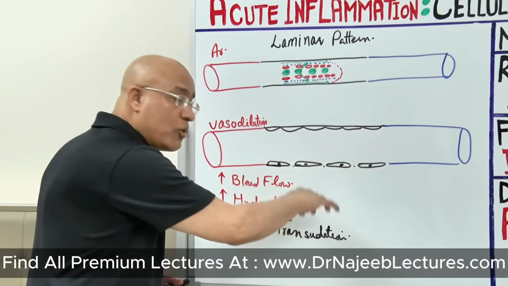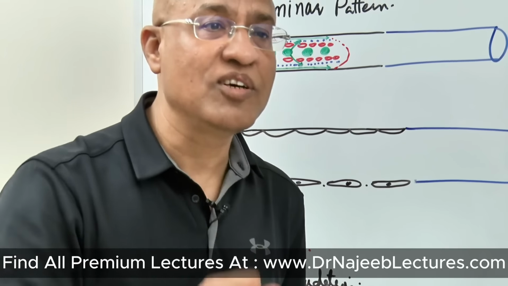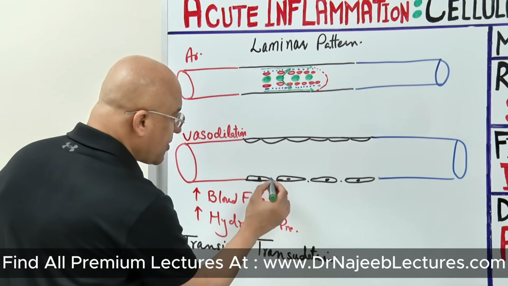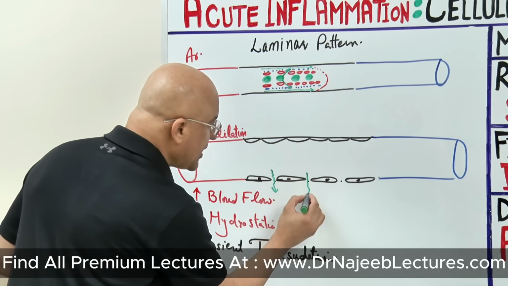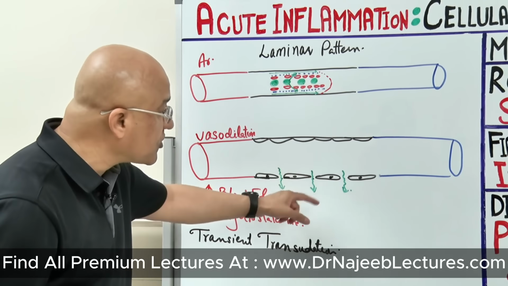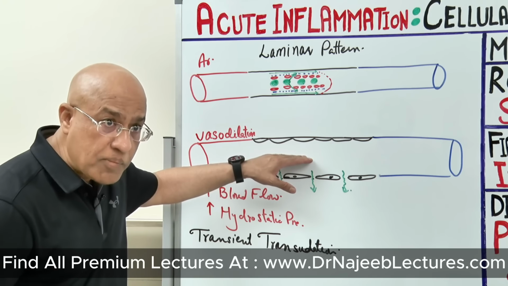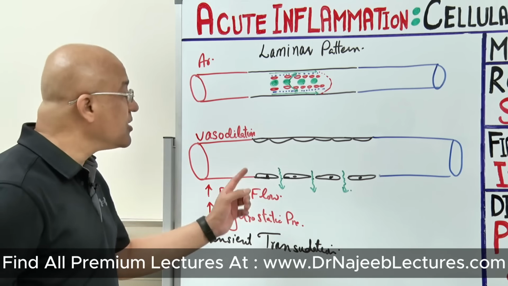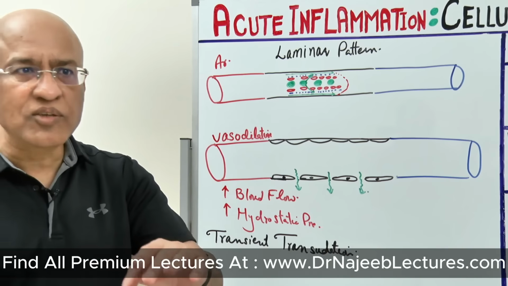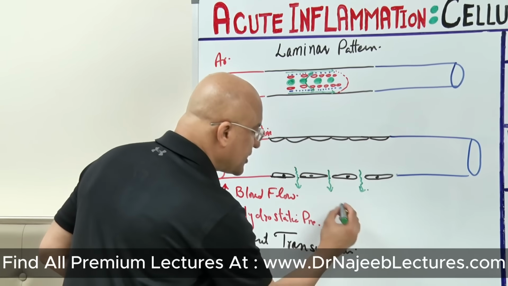Now fluid will come out more, but this time fluid will come out with proteins, especially small proteins, plasma proteins. So the next stage will be that fluid is coming out and this fluid is protein rich fluid, and this protein rich fluid which is coming out is due to two mechanisms. Number one, increased pressure in the microcirculation. Number two, increased permeability of microcirculation.